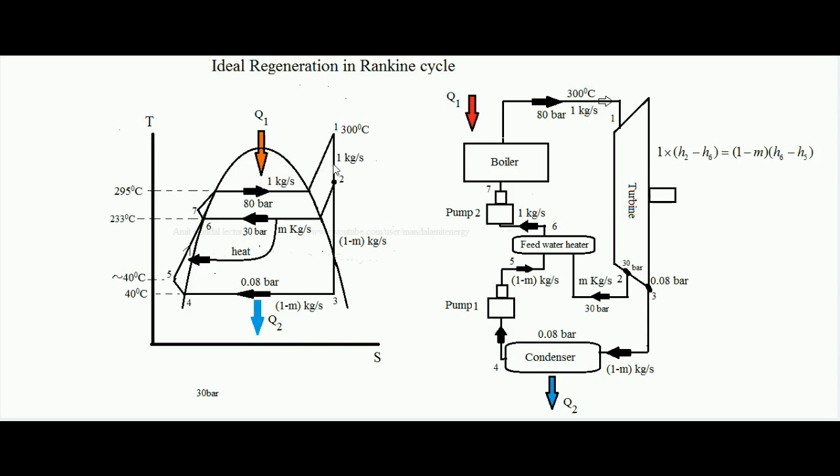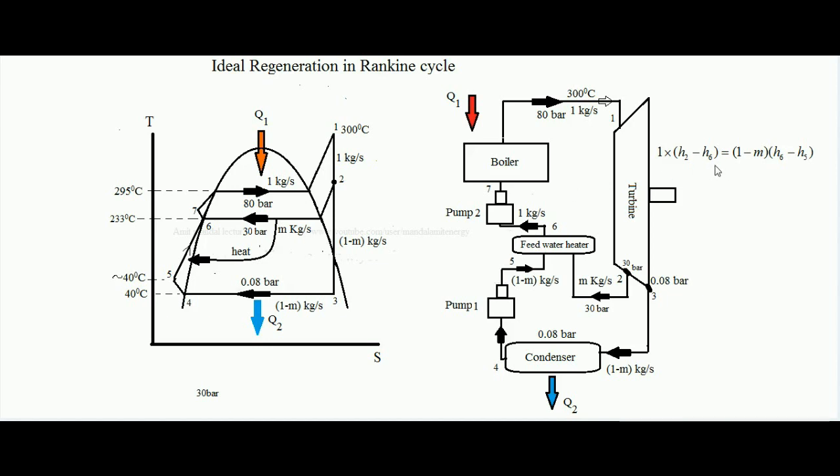But remember that steam bleed can be taken out from any pressure, 30 bar, 40 bar, 20 bar, according to requirement and according to the best suitable steam bleed pressure for the cycle. Okay, so once again, how do we find out how much steam is to be bled out from the corresponding point? This can be found by an energy balance equation, which I am showing by the arrow over here. From point 2 to 6, how much heat will be liberated by this m kg per second of steam? Simple, H2 minus H6 into m.